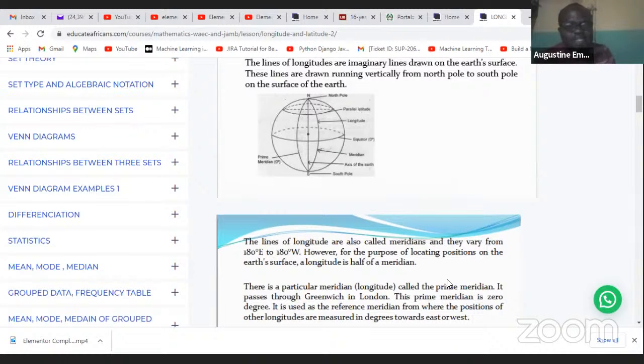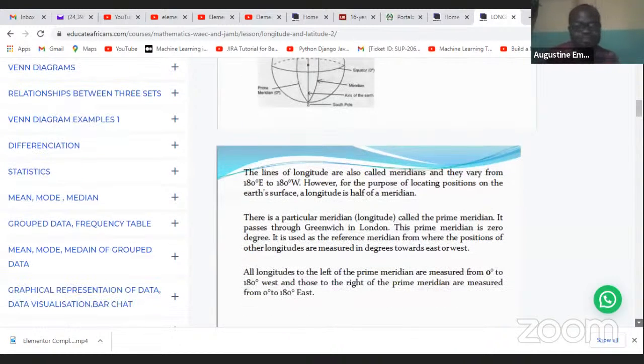It passes through Greenwich in London. This prime meridian is 0 degrees. It is used as the reference meridian from where the positions of other longitudes are measured in degrees towards the east or west. So the reference meridian is the prime meridian. You can see it's located here, the prime meridian. Okay, let's keep going forward.